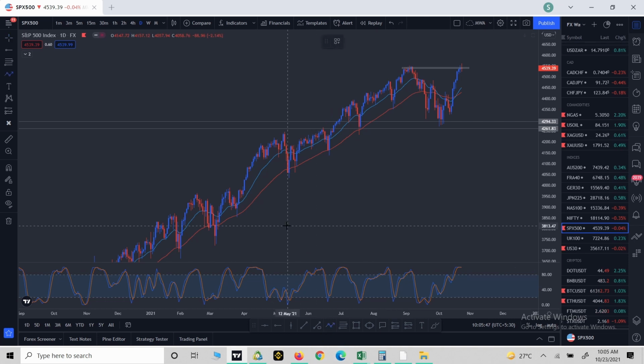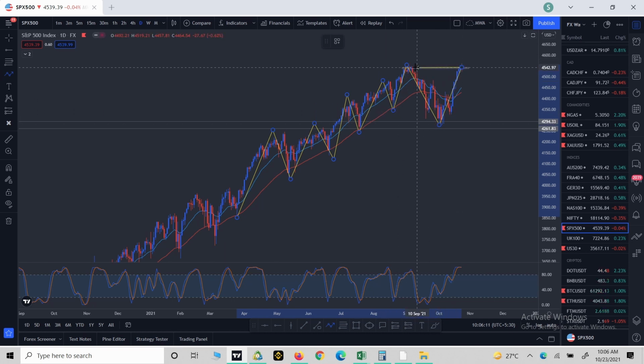S&P 500. Starting from here, we have the high, low, high, high, high, low, high, high, high, low, high, high, high, low, higher. Sorry, let's do it again. We have the high, low, high, high, high, low, high, high, high, low, high, high, high, low, high, high, and then the price broke and closed below the previous low.